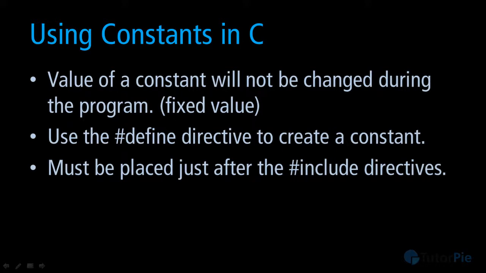But there is a significant difference between a variable and a constant. As you know, variables' values can be changed during the program execution. But on the other hand, a constant's value cannot be changed during the program, which means constants' values are fixed values. To define a constant in the C programming language, we use the define directive, and you must remember that these define directives have to be placed just after the include directives.